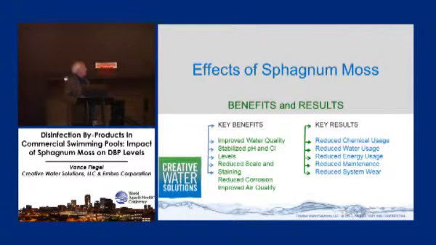So what are the benefits of using sphagnum moss in swimming pools? It's improved water quality. That includes aesthetic things like water clarity. We stabilize the pH and the chlorine levels. It reduces scale and staining, and reduces corrosion. And again, as I will show you, it improves air quality. This results in reduced chemical usage, reduced water usage, because it does reduce the amount of backwash cycles that you have to perform. Again, that's because it reduces the organic contamination, we hypothesize. Reduced energy usage, reduced maintenance, and reduced system wear.